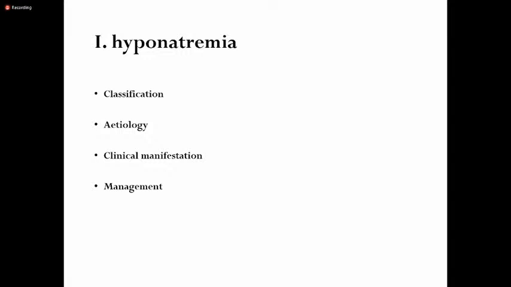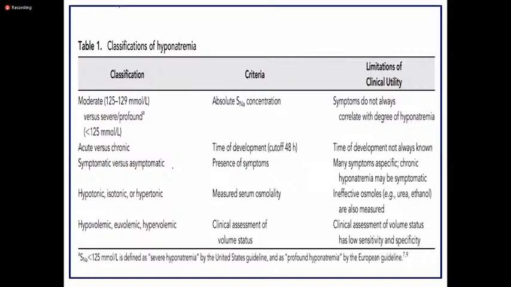We'll start with hyponatremia. There are various ways in which hyponatremia can be classified depending on the serum concentration of sodium. So you can have either mild, moderate, or severe. Moderate being a concentration between 125 to 129. 129 to 135 would be considered as mild, and anything less than 125 is considered as severe hyponatremia.